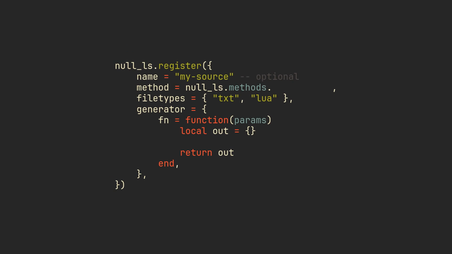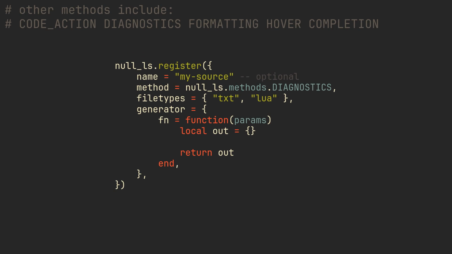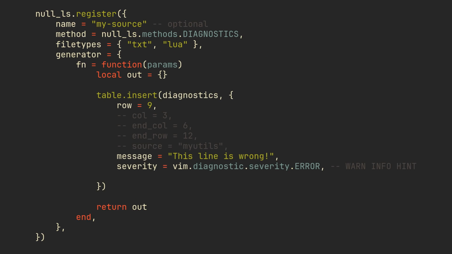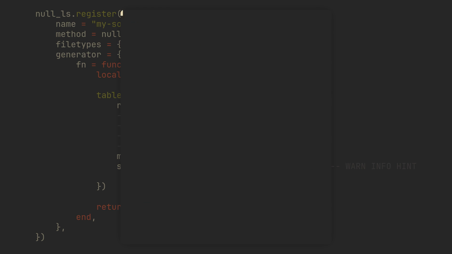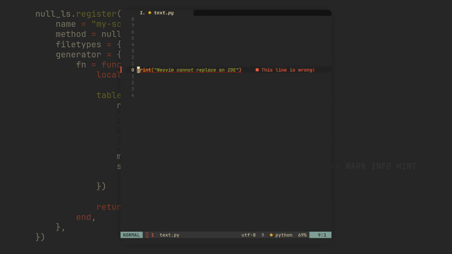All we have to do is replace our method with diagnostics, and then return a table containing diagnostics instead of code actions. Each diagnostic item needs to define its position, message, and severity. Severity and message are quite self-explanatory, and position is defined with a row entry, being your line number, and optionally end row, column, and end column if you want to be more specific. Let's start Neovim with our current source and see what happens. As you can see, we get an error on line 7, and we cannot fix it because it is hard-coded.